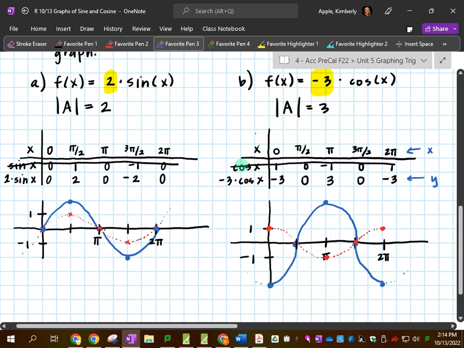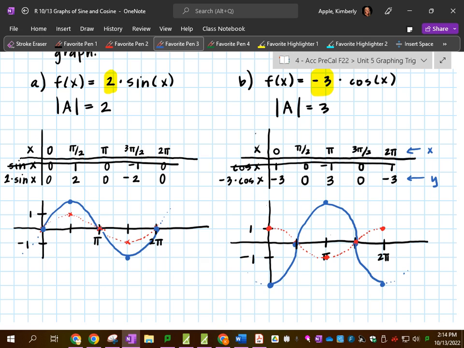Questions about amplitude? No? I don't think that's it. All right, well, that's amplitude. I'm going faster than I thought.